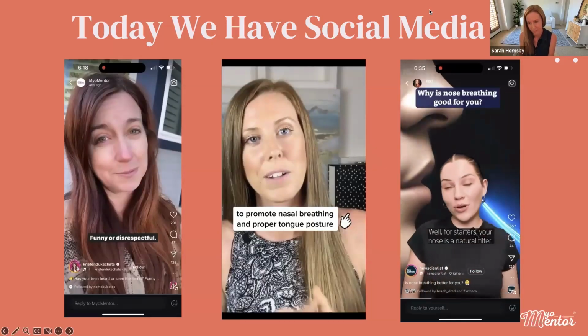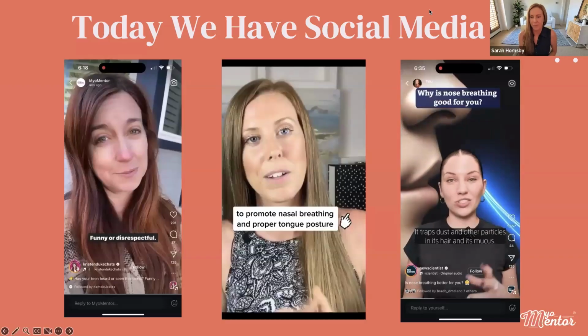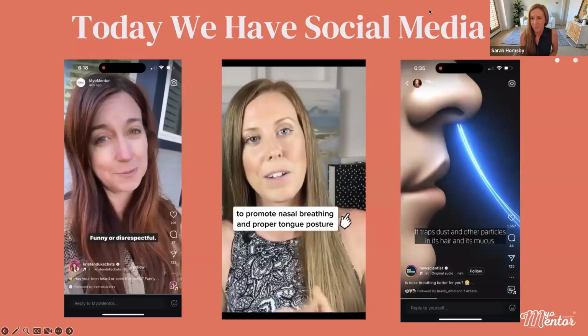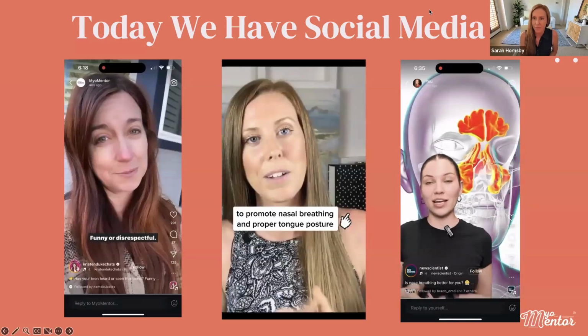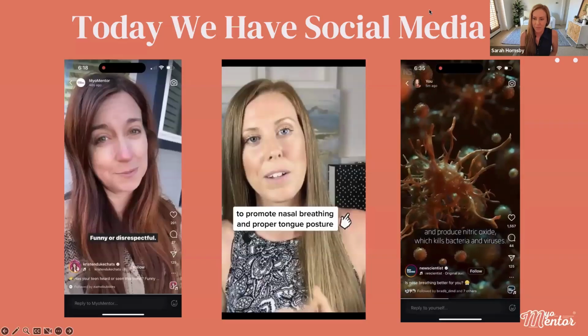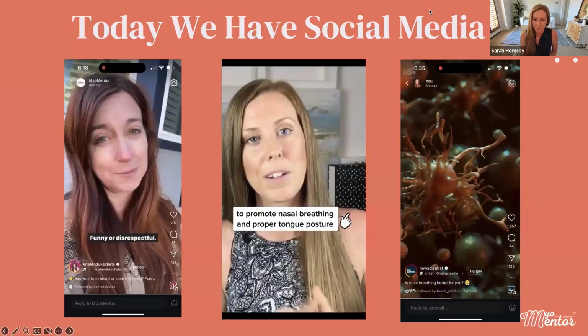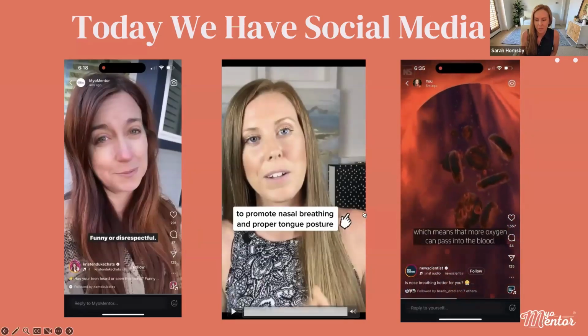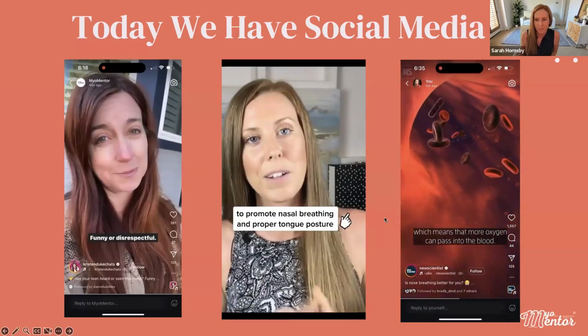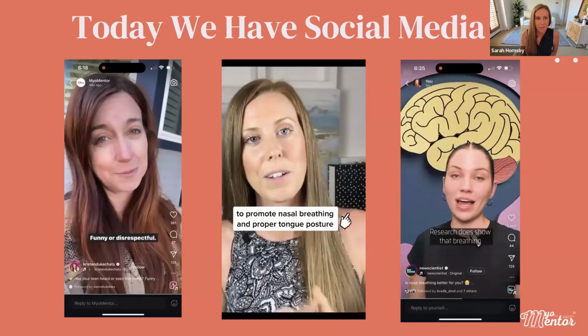Well, for starters, your nose is a natural filter. It traps dust and other particles in its hair and its mucus. Then there's your sinuses, which are spaces that swirl air around and produce nitric oxide, which kills bacteria and viruses, and it also relaxes the blood vessels in the respiratory tract, which means that more oxygen can pass into the blood.